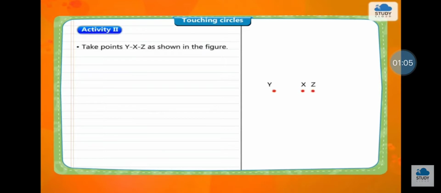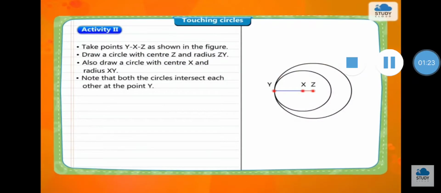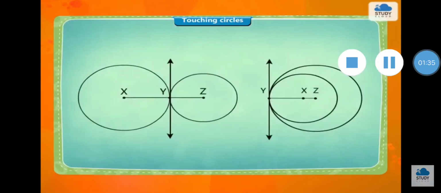Activity number 2. Take points Y, X, Z as shown in the figure. Draw a circle with center Z and radius ZY. Also draw a circle with center X and radius XY. Note that both the circles intersect each other at a point Y. Then draw a line perpendicular to segment YZ through point Y, that is the common tangent for the circles.